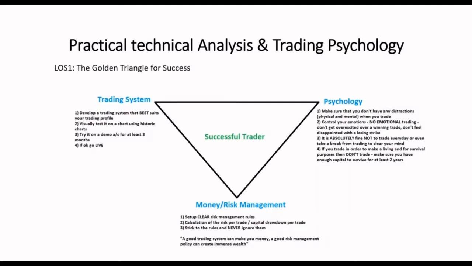And the third component, and equally important with the other two, is called money and risk management. Now, this is where most people get it wrong. When I say money and risk management, I mean to set up clear risk management rules. No if one and if two and hypotheses. Set them from the beginning straight away.